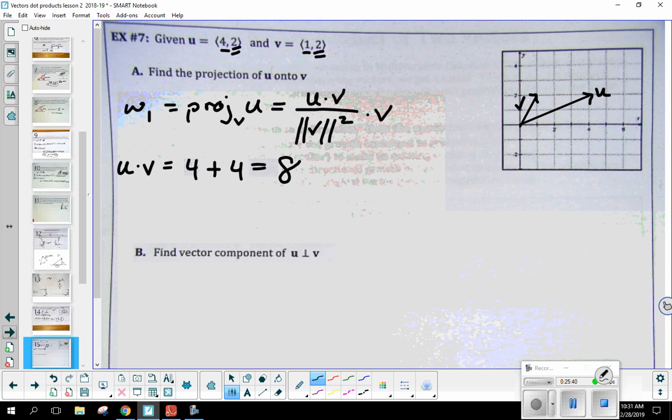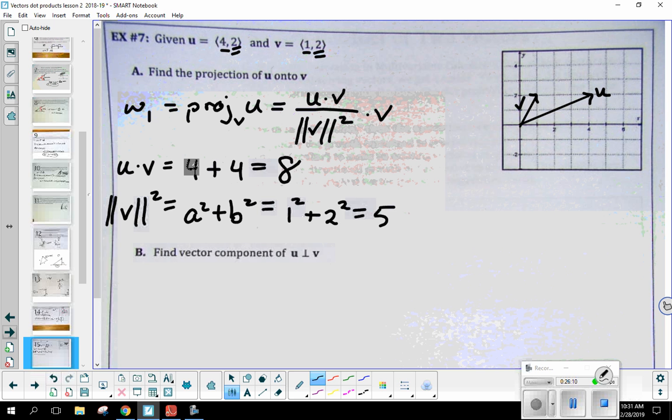Okay, good. Now let's find the squared magnitude. But if you're going to square the magnitude, that means you don't need to worry about the square root. Okay, they're just going to cancel. So all I'm going to have is a squared plus b squared. So for vector v, a is 1, so 1 squared is 1. Okay, plus b squared, that would be 2 squared. So did everybody get 5 for the squared magnitude?